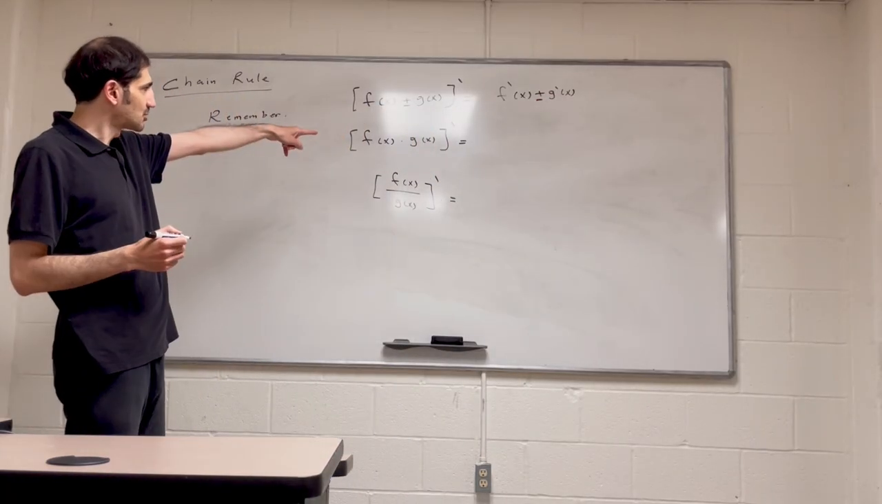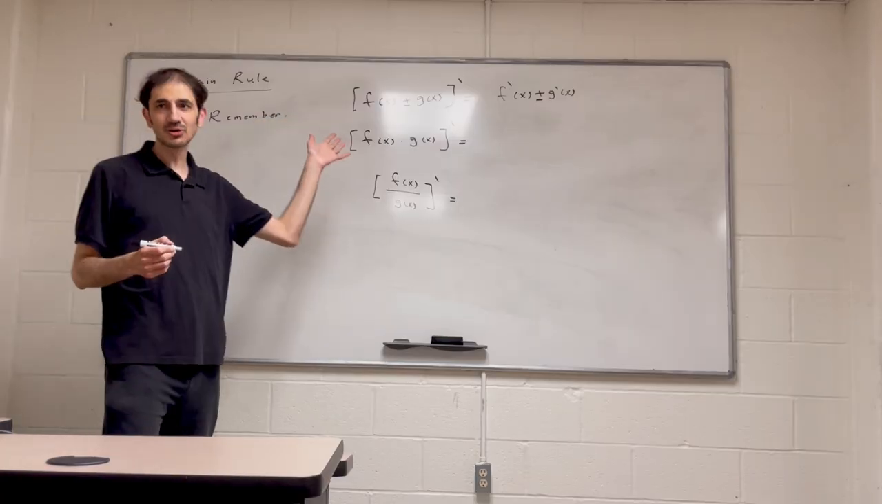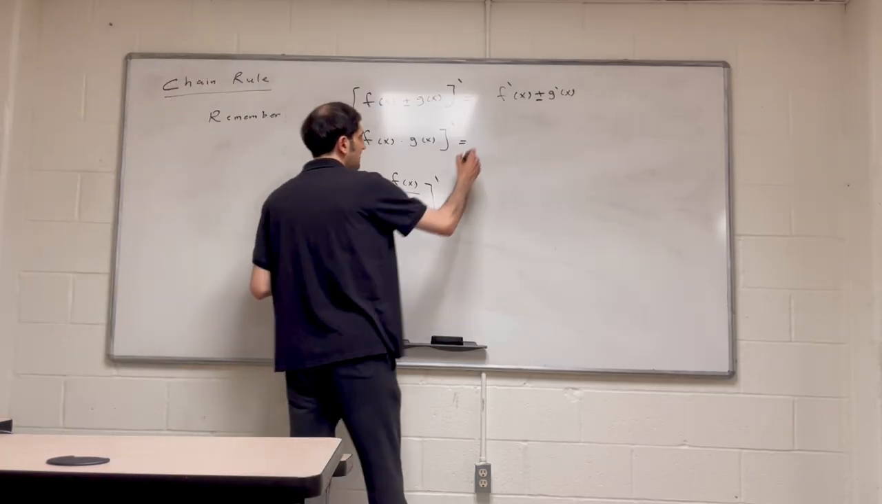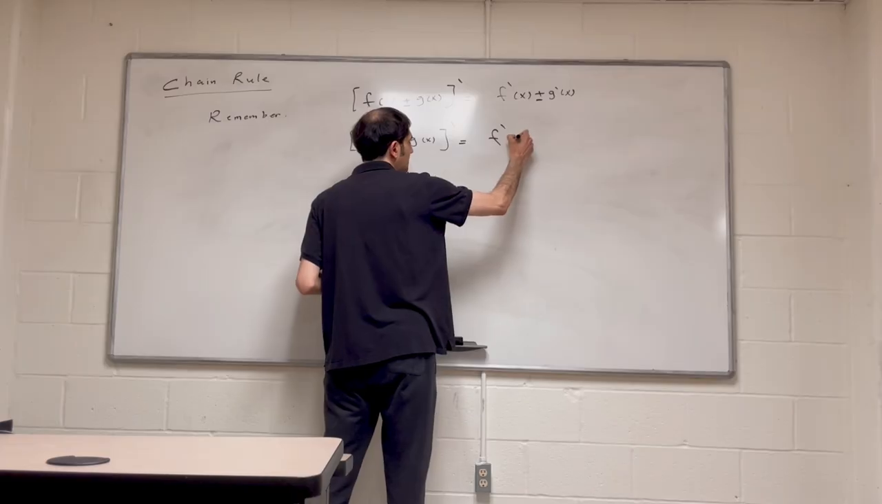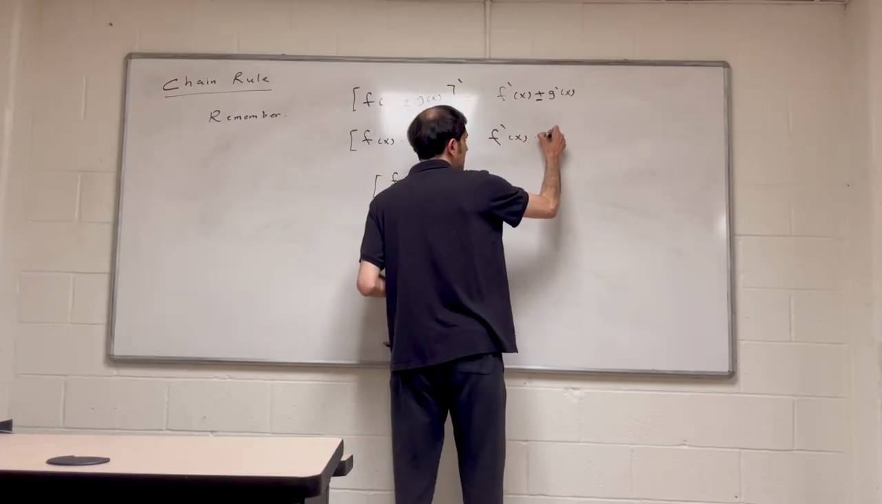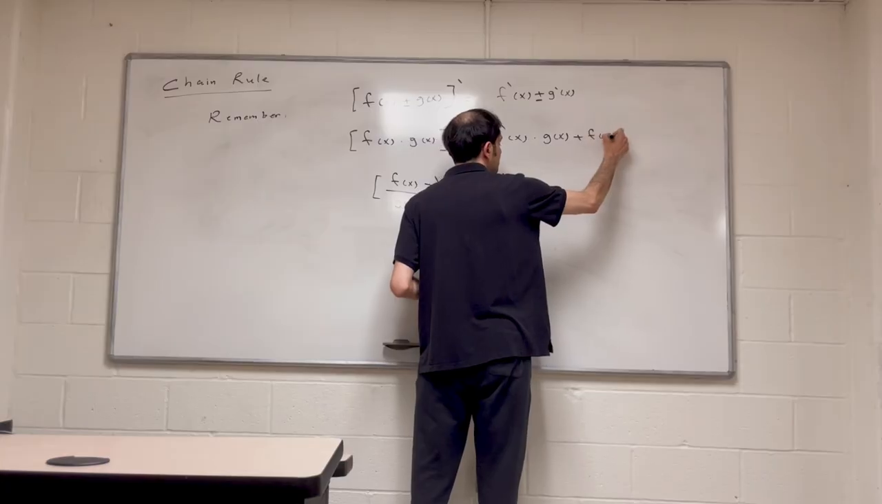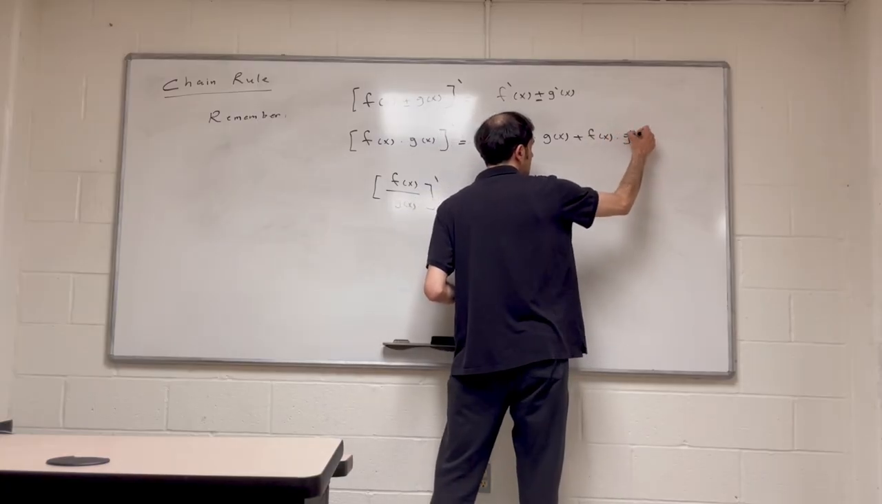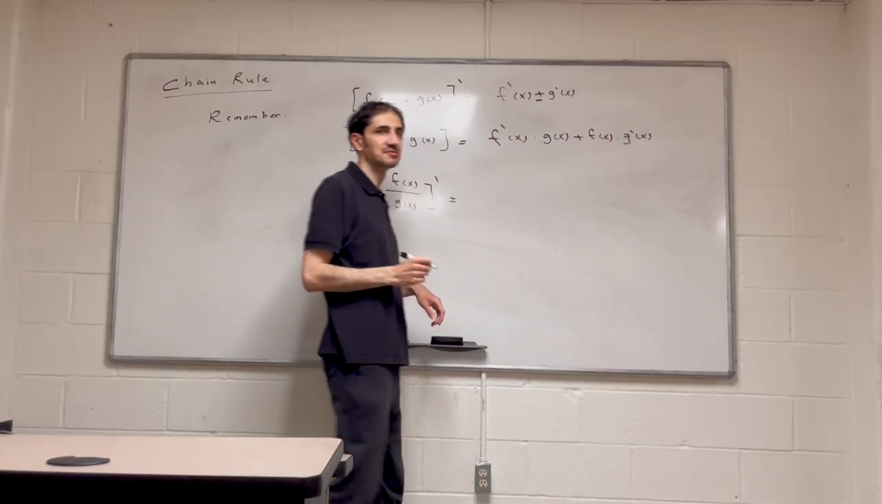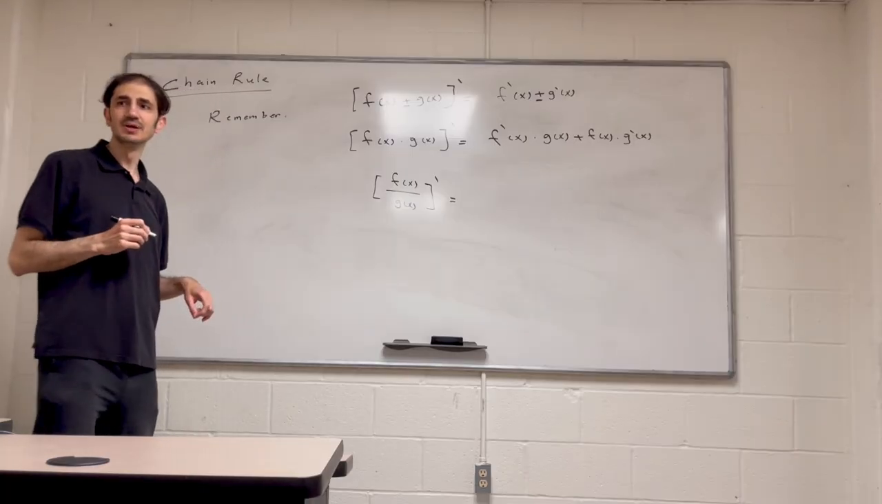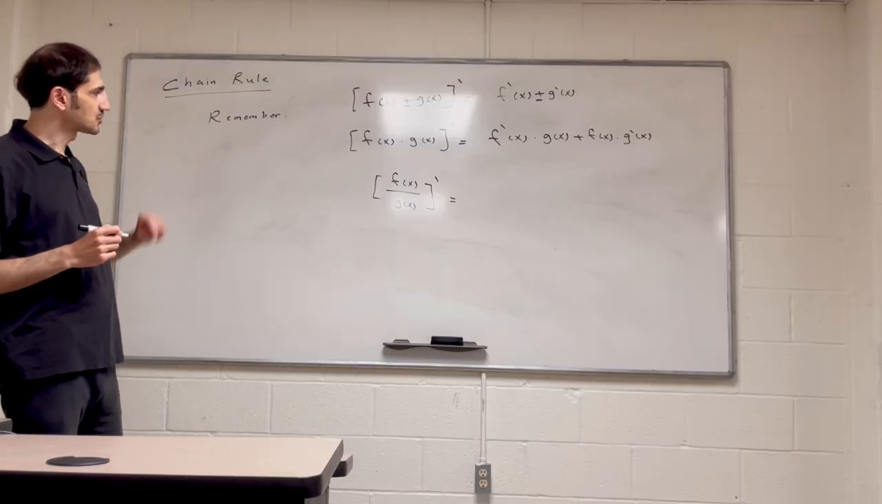Okay, what about the product? Remember this rule, we call it the product rule, which says take the derivative of the first multiplied by the second, plus the first multiplied by the derivative of the second. That was the product rule. And finally, here we have the quotient rule.